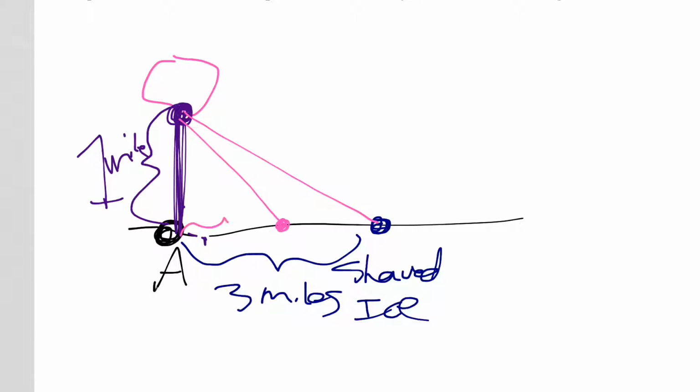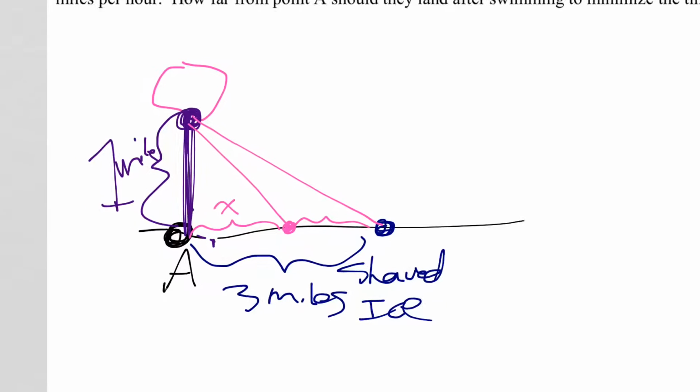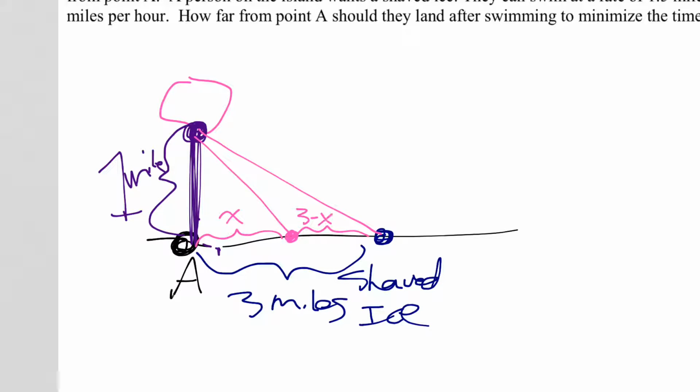But let's call that distance x. If that distance is x, what is this distance? Well, we know the total is 3, and we've gone x, so that distance is 3 minus x. Sweet. Okay. Cool. How does that help us? Well, let's erase this line real quick. Let's just look at this triangle we've created in pink.